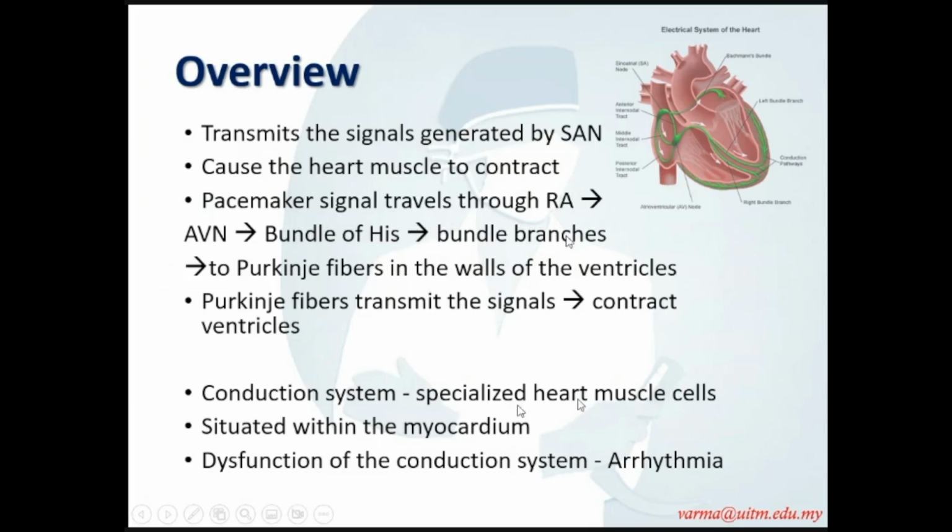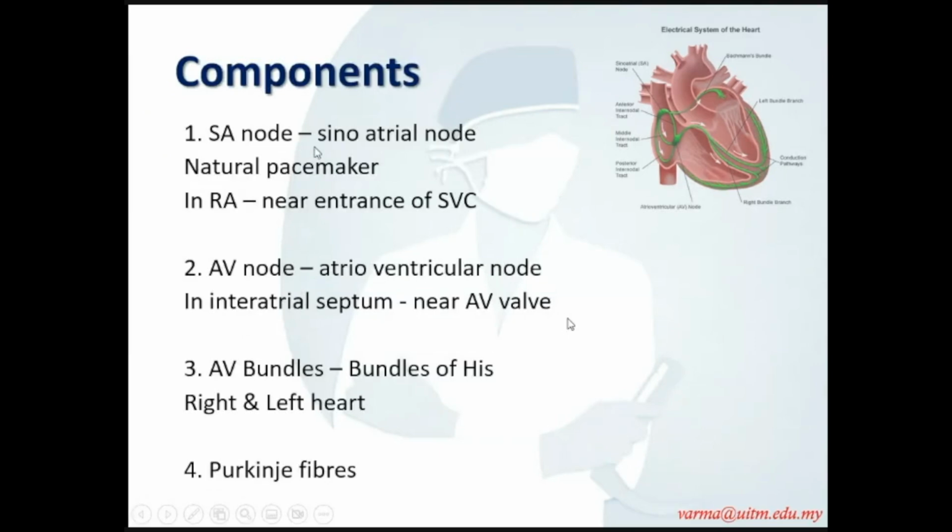Any dysfunction in the conduction system leads to arrhythmia. The components, once again: the SA node is called the natural pacemaker. It maintains the heart rate. It decides the heart rate. When there is an SA node problem, when the SA node has a dysfunction, then the AV node takes over. It's situated in the right atrium near the entrance of the SVC.